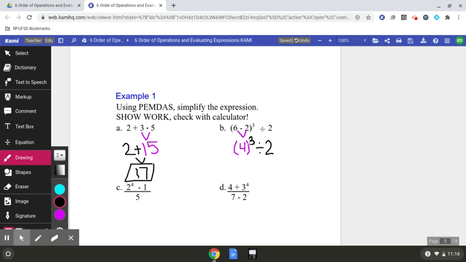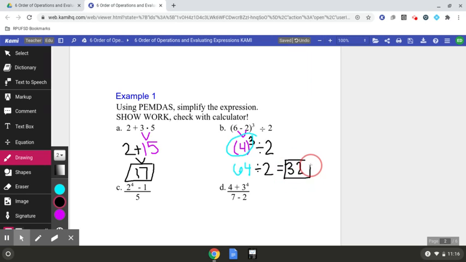Now we have exponents, which again we do have here. So we're going to do exponents next, which would be this right here. So we're going to do 4 to the third, which is 64. And then we're going to bring down that division of 2. And when we divide 64 by 2, we get 32.